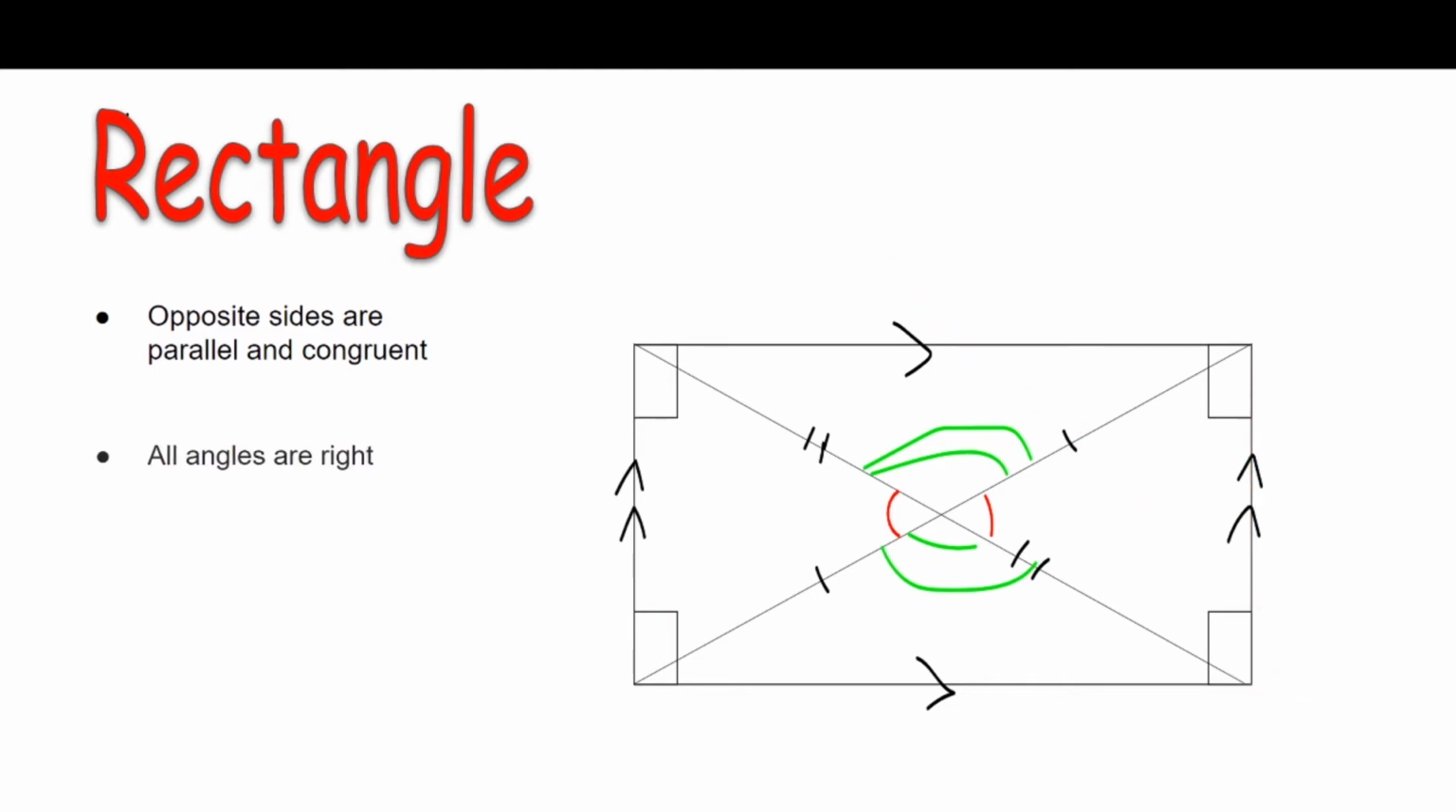Next, all angles are right, and I'm just referring to the 4 vertex angles. Each one is 90 degrees, a right angle. So these 4 here.